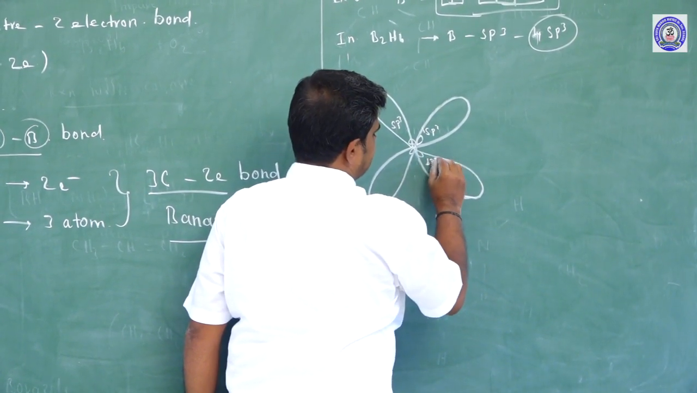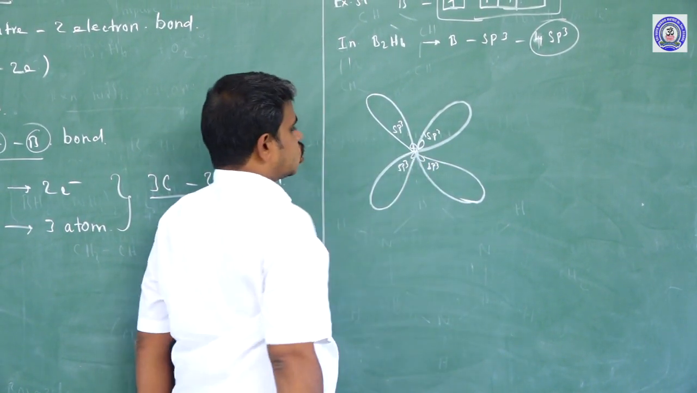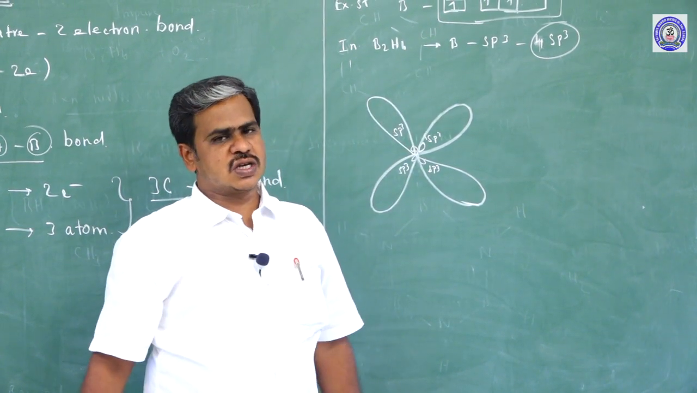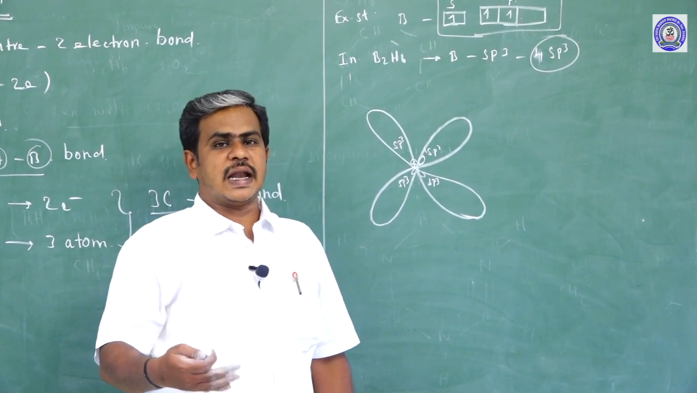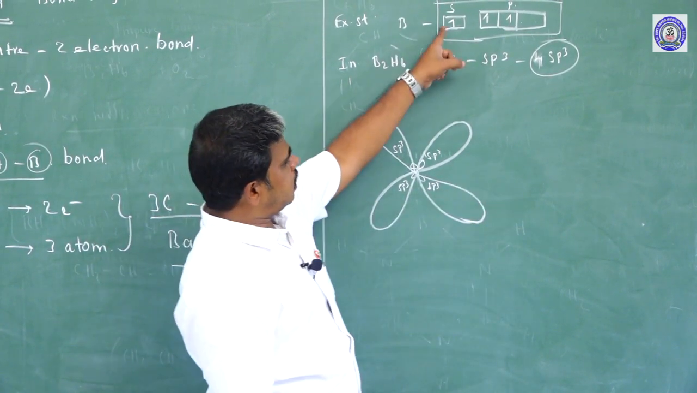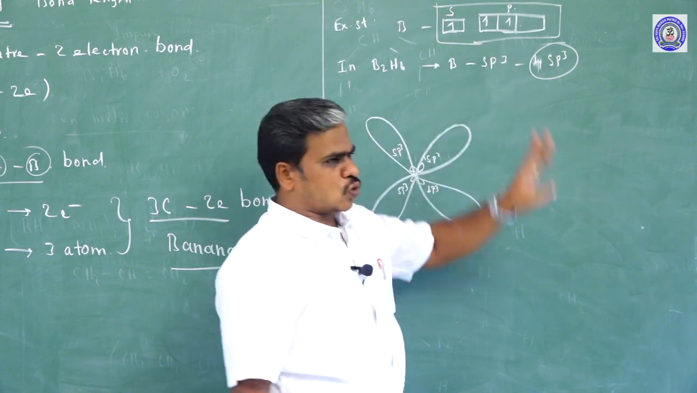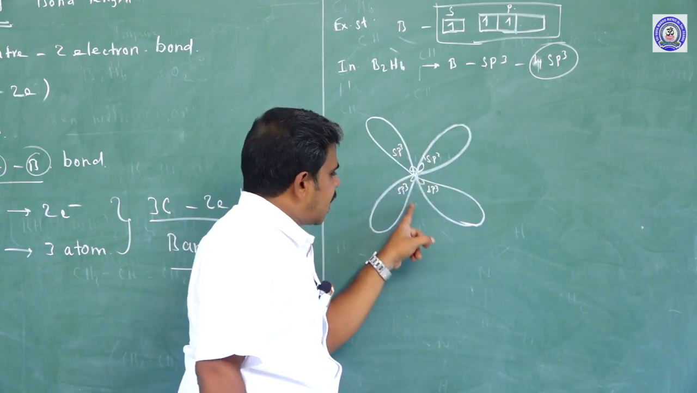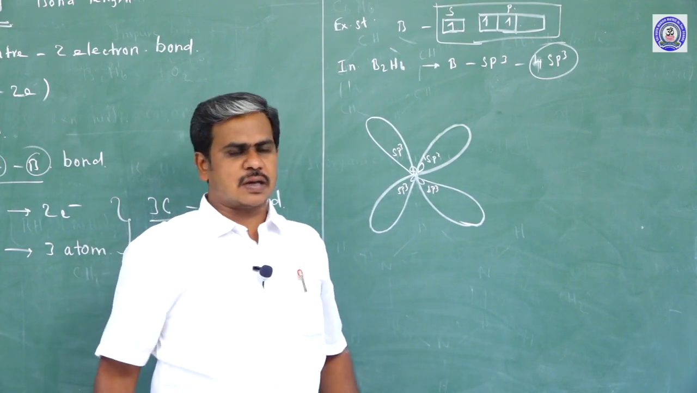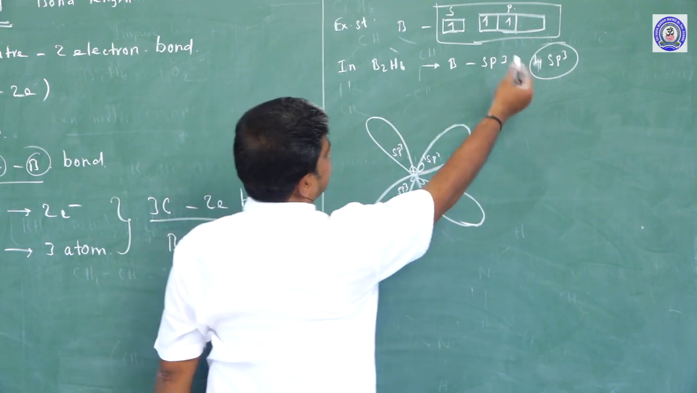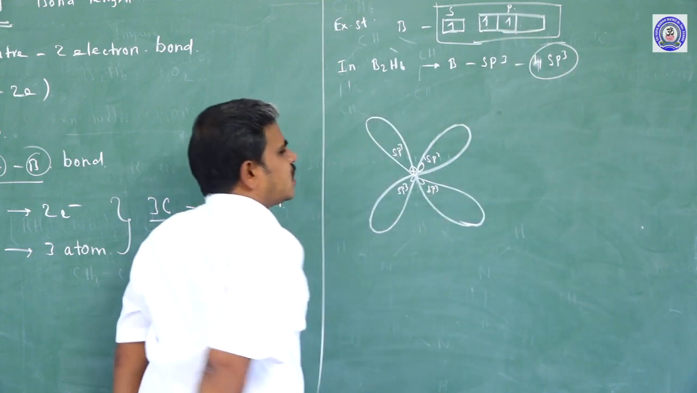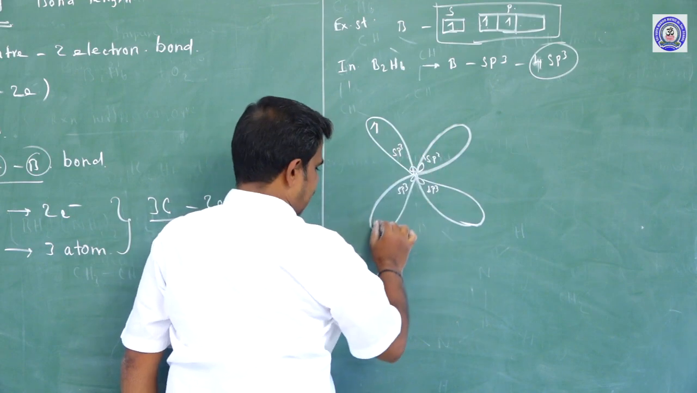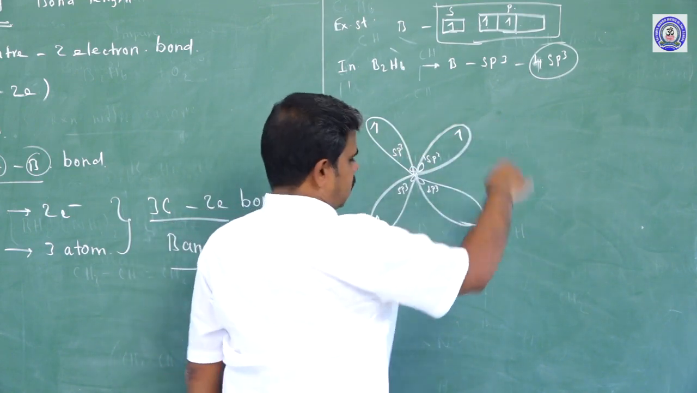So the number of atomic orbitals undergoing hybridization is equal to the number of hybridized orbitals. How many orbitals are involved? 1, 2, 3, 4. So 4 orbitals are involved, so we get 4 hybridized orbitals. And among these, how many half-filled electrons are there? Only 3 electrons. So here 1 and here 1 and one more here.